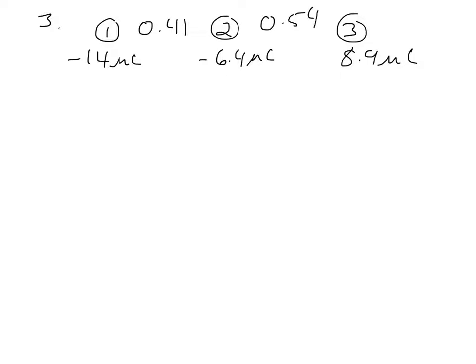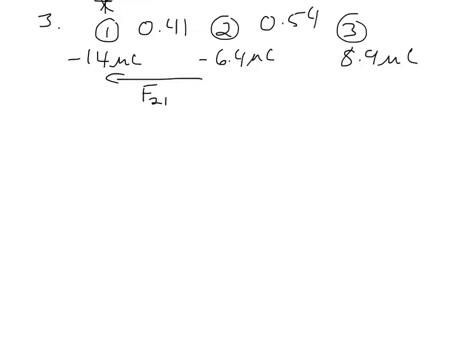Let's find the directions. We're looking for the forces on 1. So the charge 2 is going to apply a force on charge 1, and they're both negative, so they're going to repel. So you got to think about if charge 1 was moving, and charge 2 and 3 are stationary here. So if charge 1 was moving, charge 2 would be pushing it to the left. So we're going to say force 2 on 1 is pushing it to the left.